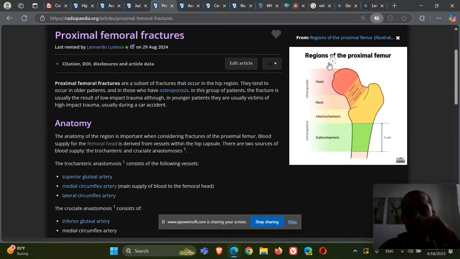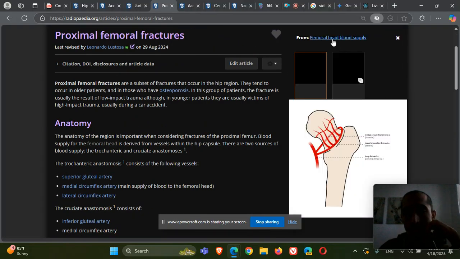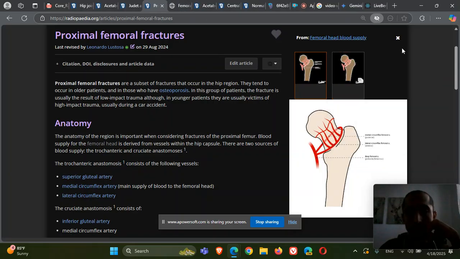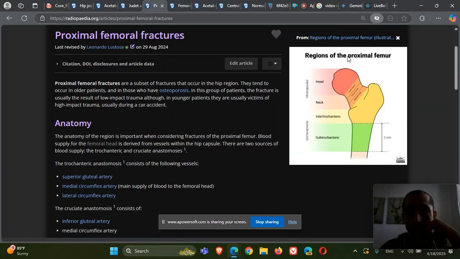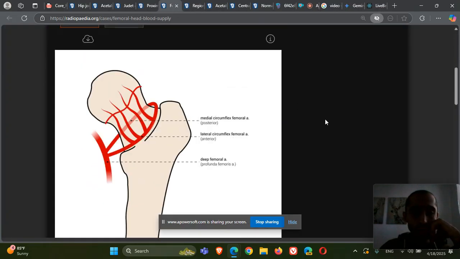Now, a very important thing to remember is the blood supply and the anatomical areas of the proximal femur. So let's look at the blood supply. You can see that there is the deep femoral artery, which comes right over here, going to be the medial circumflex artery and the lateral circumflex femoral artery. The lateral is the anterior, the medial circumflex femoral artery is the posterior, and the deep femoral artery is the main one, the base of them.